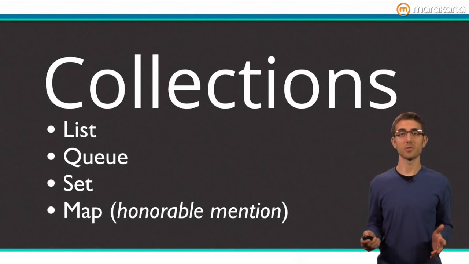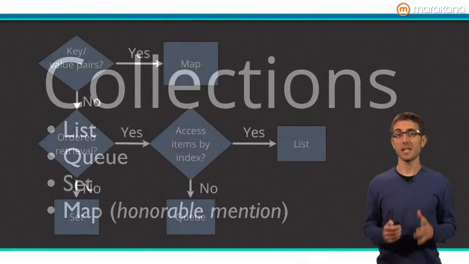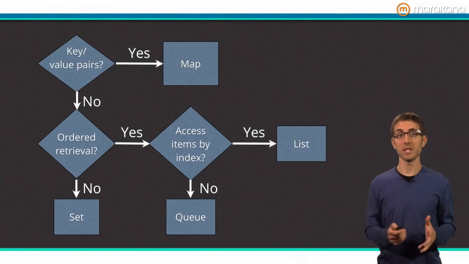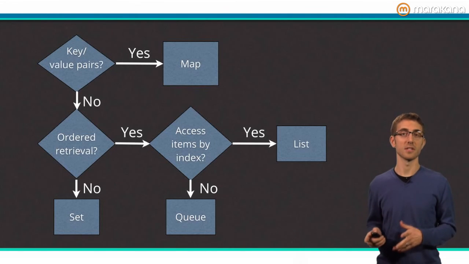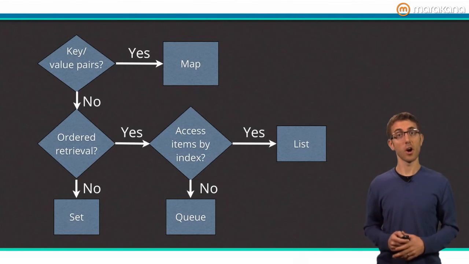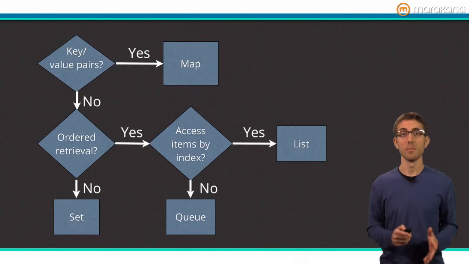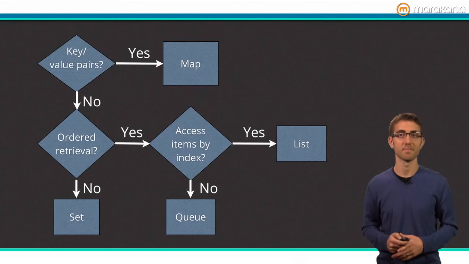Each has their own trade-offs and optimizations. To help you keep them straight, here's a handy way to look at them. If you need key-value pairs, there's one option, map. If you need to contain unique items, set is your only option. This leaves two ordered collections, list and queue. Lists are great for arbitrary access to items anywhere in the collection, but changing their size can be costly. Queues are great if you only operate on the head or tail of the collection, but there's no efficient way to access a specific element in the middle of the collection.